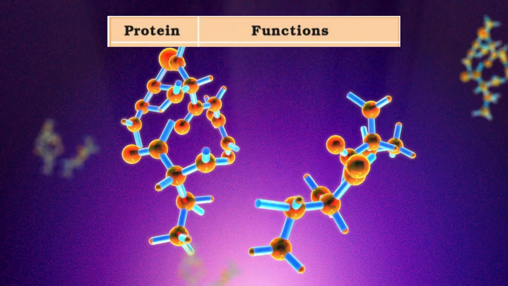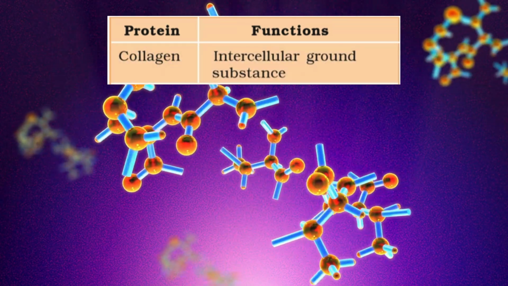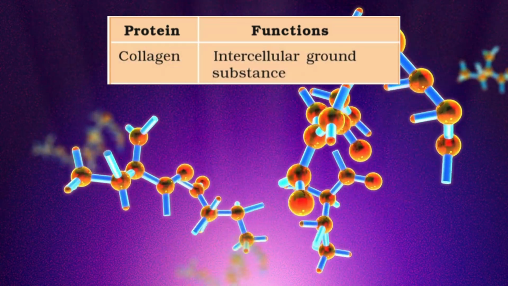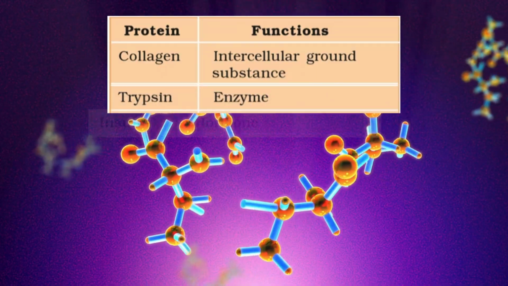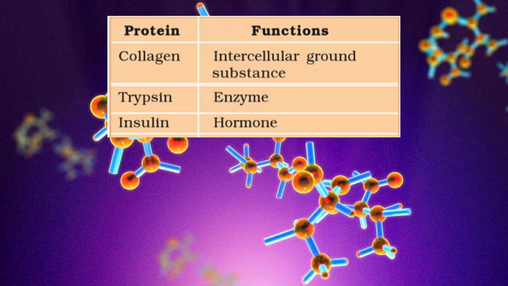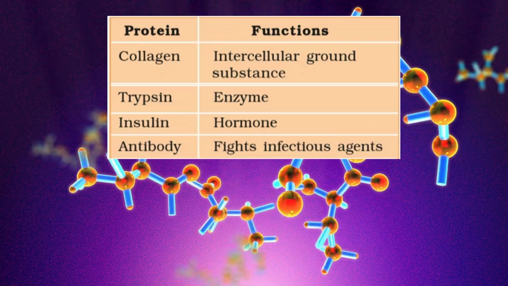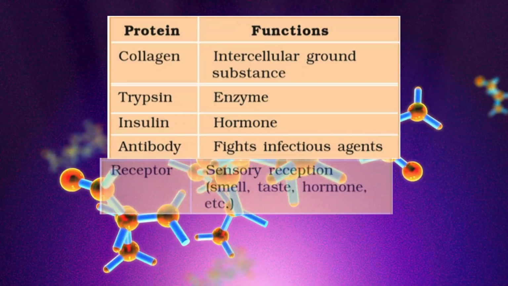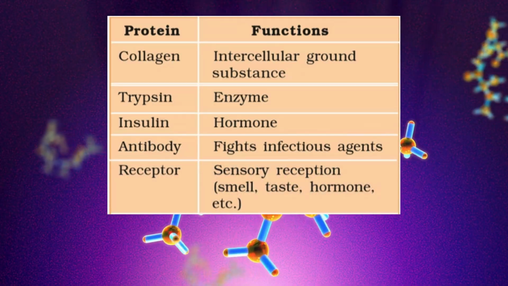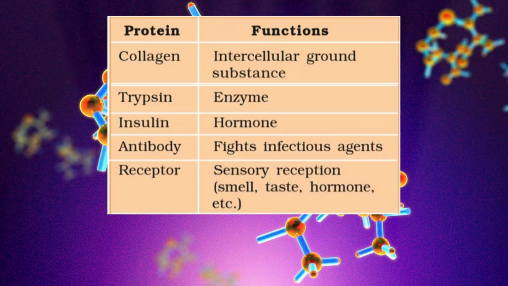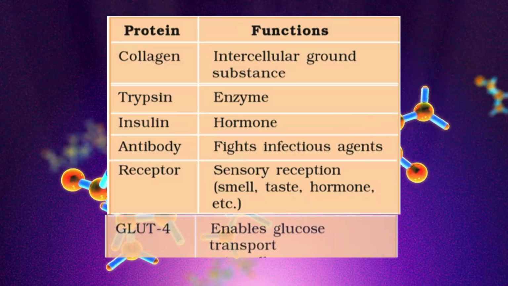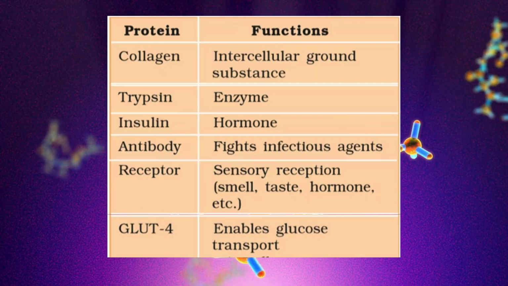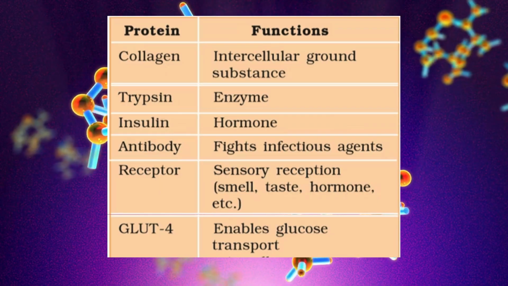Some important proteins are given as follows. Collagen forms the intercellular ground substance. Trypsin acts as an enzyme. Insulin functions as a hormone. Antibodies fight infectious agents. Receptors help in sensory reception, including smell, taste, hormone detection, and more. GLUT4 enables glucose transport into cells.